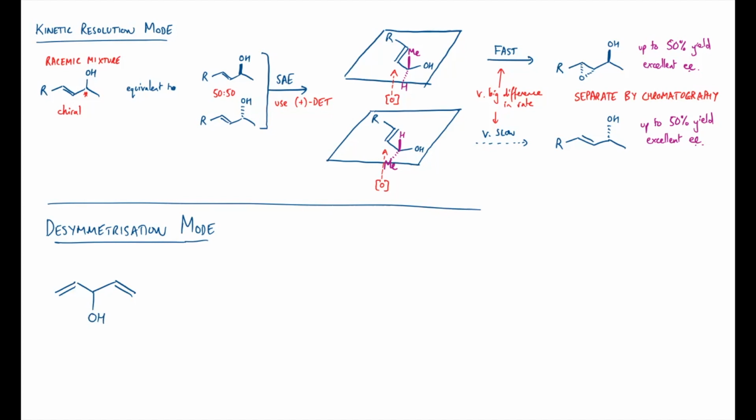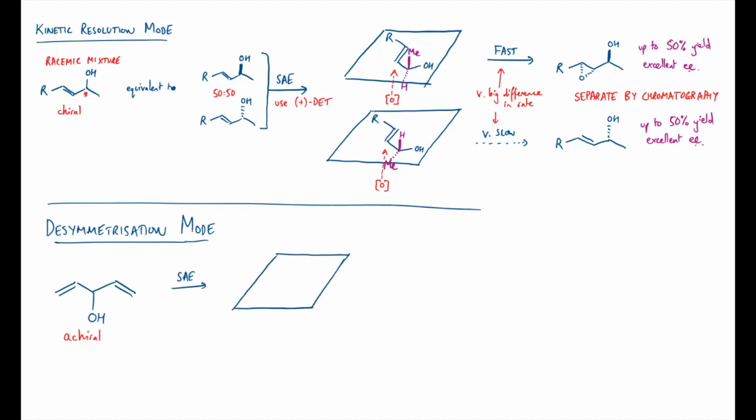Two of the groups are the same. So this is achiral, but it's also got two alkenes that could react, both of which are in the allylic position. So they're perfect for the Sharpless asymmetric epoxidation. Okay, so let's see what happens. Let's put it into the Sharpless asymmetric epoxidation reaction conditions.